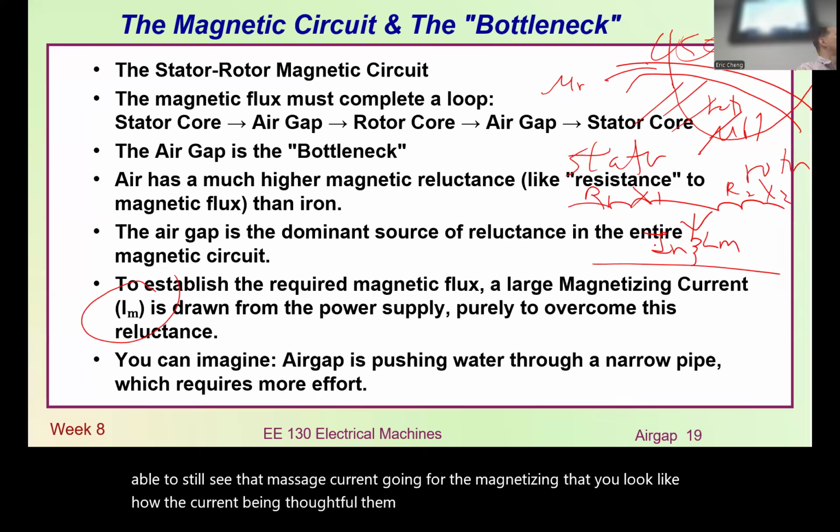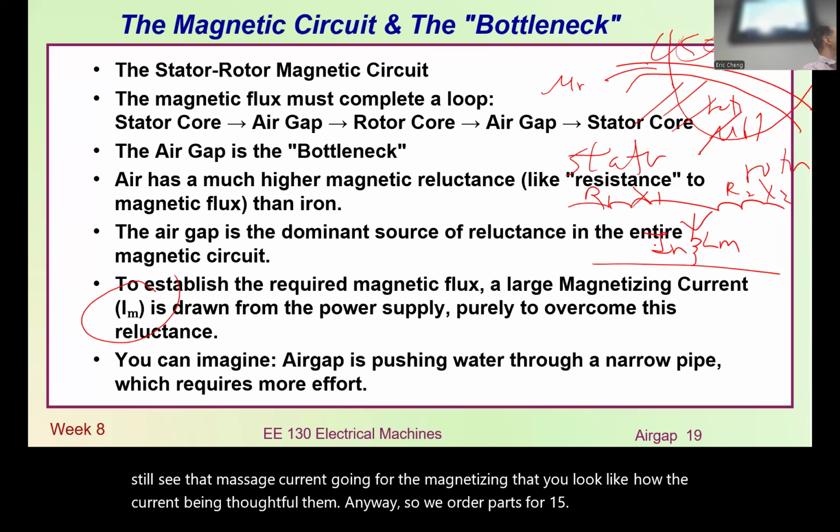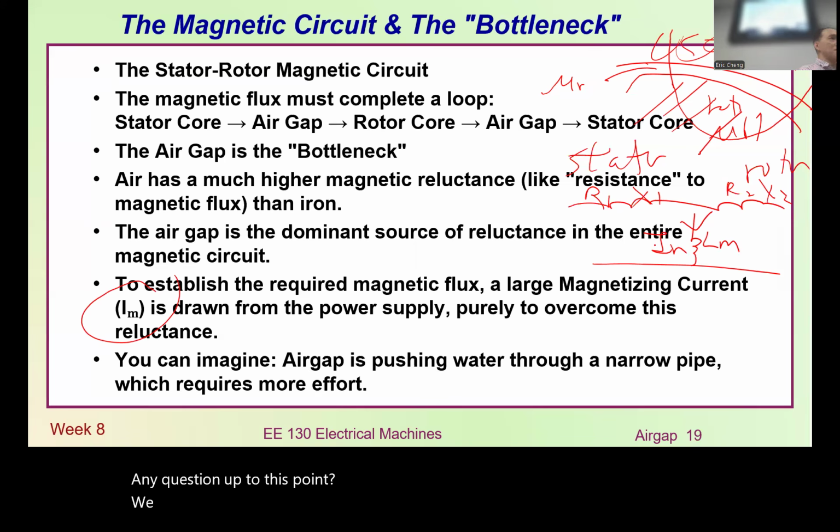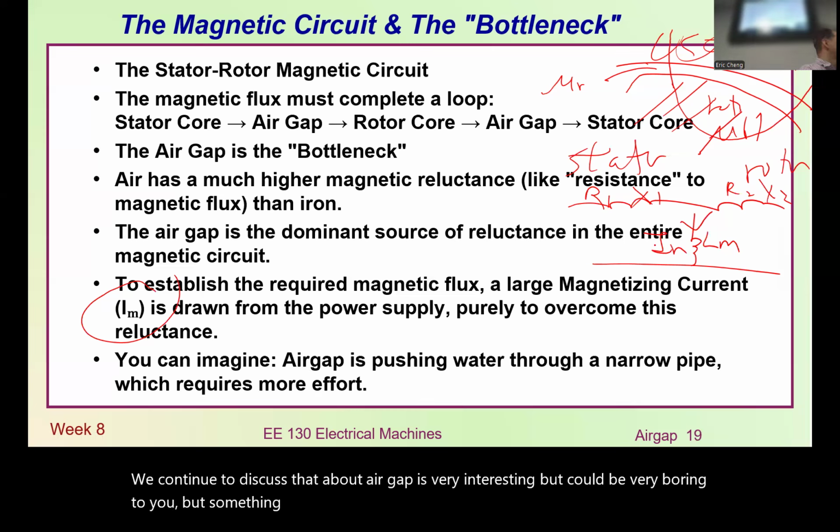So we have already passed through 15. Any question up to this point? We continue to discuss the air gap. It's very interesting, but could be very boring to you, but it's something important we must go through.